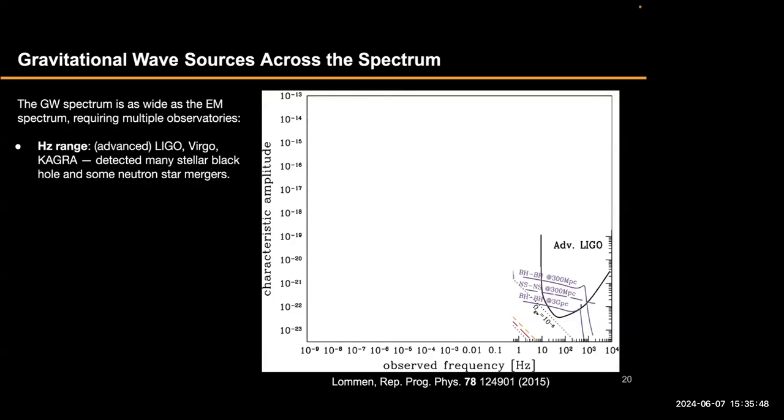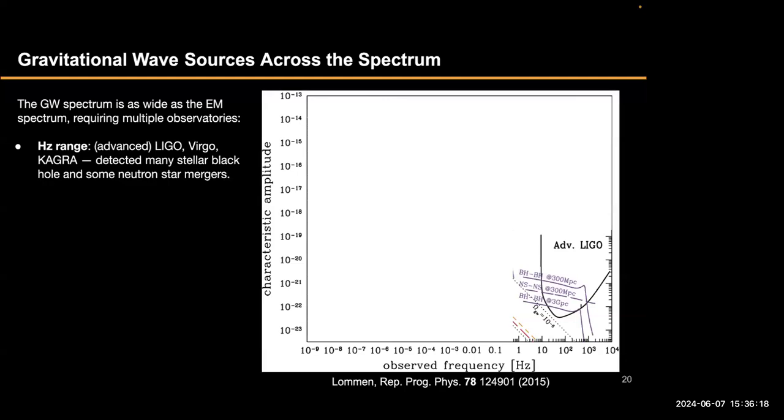So on the far right end here, for higher frequencies of the order of a few hertz, that's the one where you have Advanced LIGO, Virgo, KAGRA, and other future detectors here on Earth that are used to detect this type of waves. They have detected a few stellar-mass binary black hole mergers, and one neutron star merger, and some other events involving neutron stars.